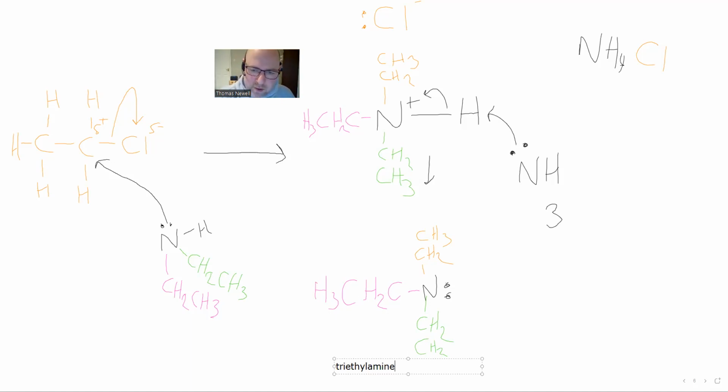And triethylamine, you can count the R groups. We've got R1, R2, R3. This is now known as a tertiary amine. And guess what? It's still a nucleophile. There's still a lone pair there. So we're talking about when you use excess ammonia, you get multiple products. So we got the ethylamine, the primary amine. We've got diethylamine, the secondary amine. And we've got triethylamine, the tertiary amine.